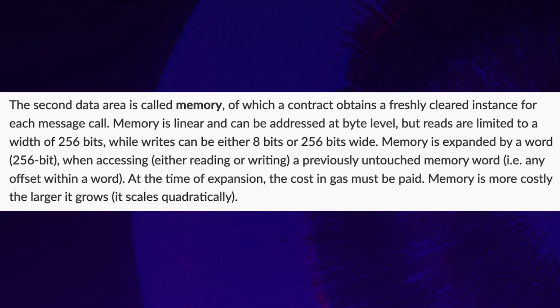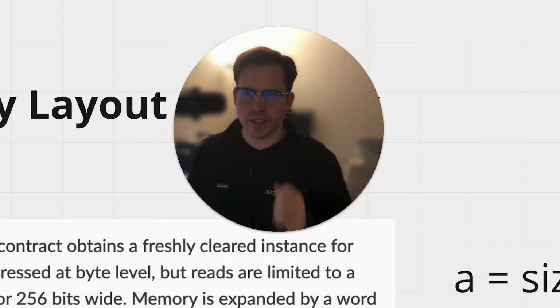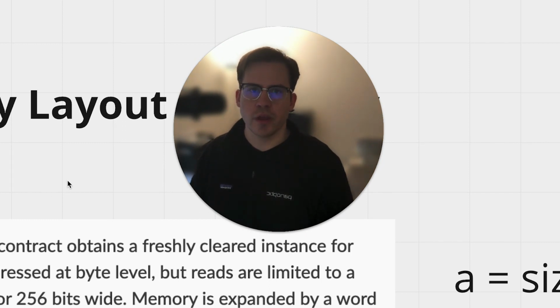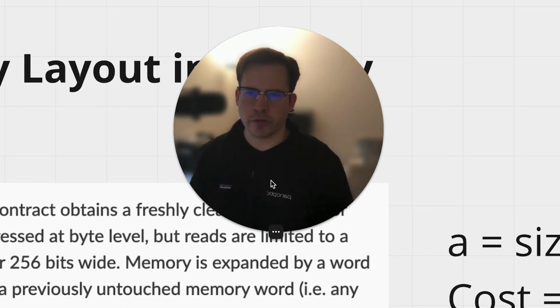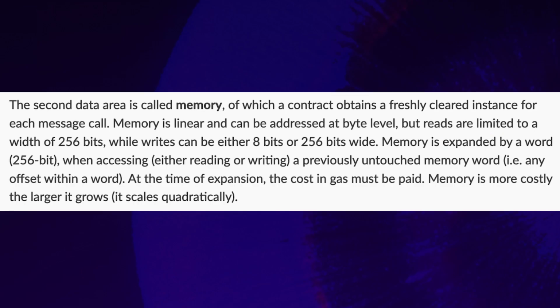So memory is linear. It will look a little bit like storage in that it's contiguous and linear, and it can be addressed at the byte level, but reads are limited to a width of 256 bits. This means we can't read more than 256 bits at a time. However, we can write either 8 bits or 256 bits into memory. So if you're not writing a lot, you can use the 8 bits. Memory is expanded by a word, 256 bits. That's the size of a word, right? When accessing. And notice that this is either reading or writing.